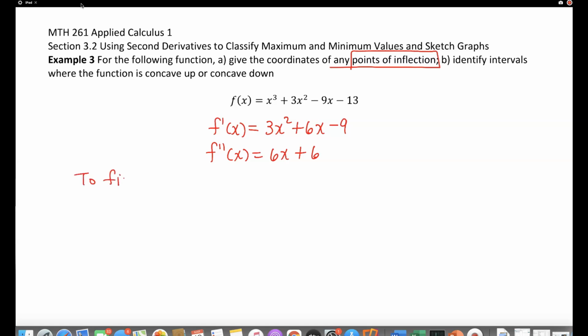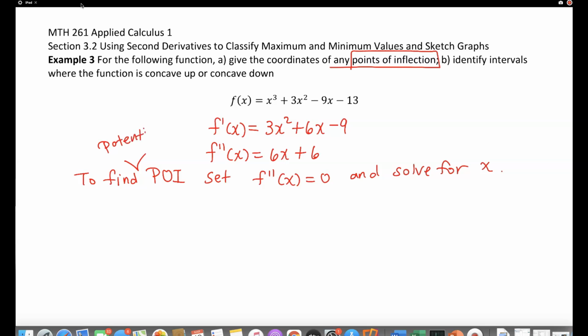To find POI, or potential POI, point of inflection, set f double prime of x equal to 0 and solve for x. I should add potential. Because even if you get an x value that makes the second derivative 0, it may not be a point of inflection. So I'll show you how to make sure that it is a point of inflection.